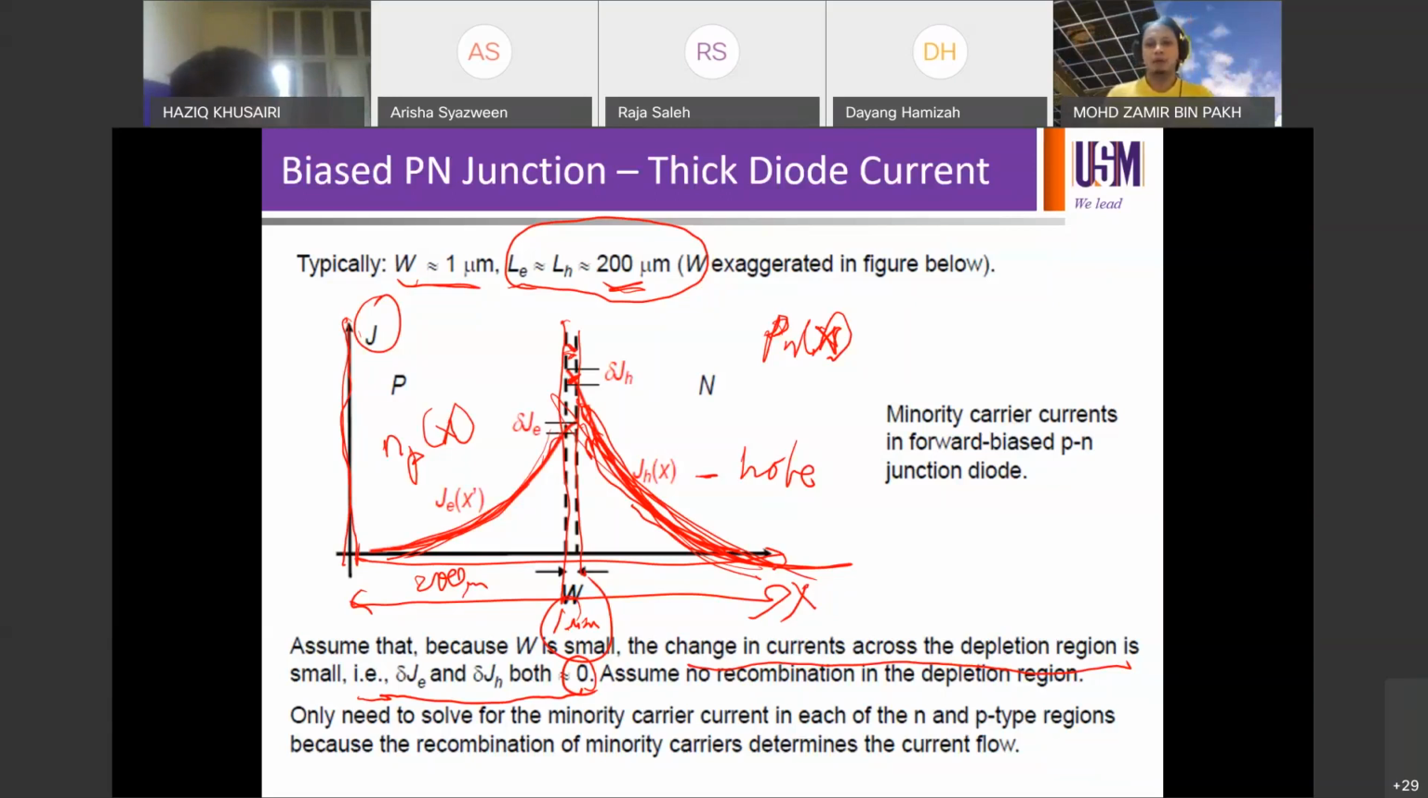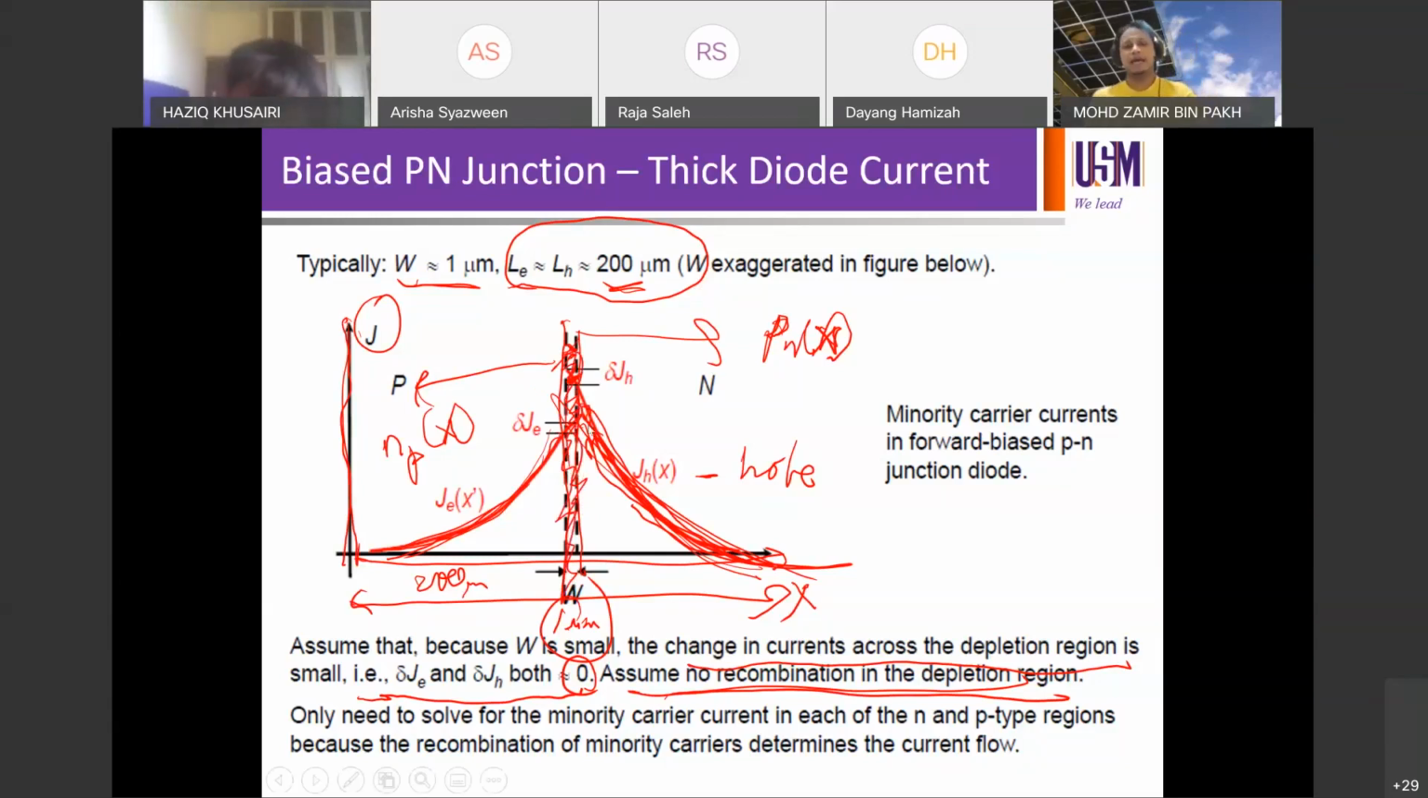And we assume that there's no recombination in the depletion region at all. No recombination in the depletion region. Because there will be more and more recombination in the p-type and in the n-type quasi-neutral regions, right? So there'll be recombination in this region, there'll be recombination in this region, but we assume no recombination in the central region.